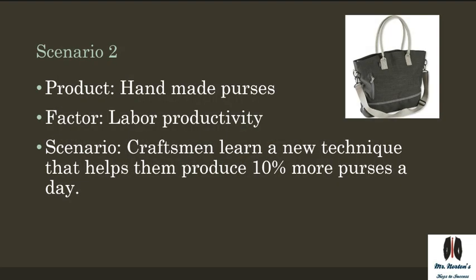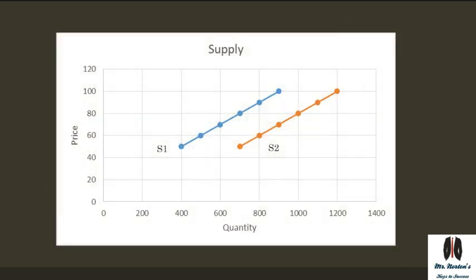We're going to do handmade purses, and it's labor productivity. So basically, craftsmen learn a new technique that helps them produce 10% more purses a day. And the key here is it says more. So when it's more, I'm going to have an increase in supply. That's going to shift to the right. So hopefully you got that correct.